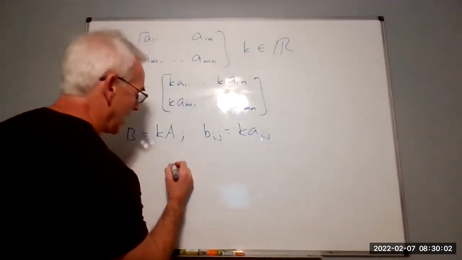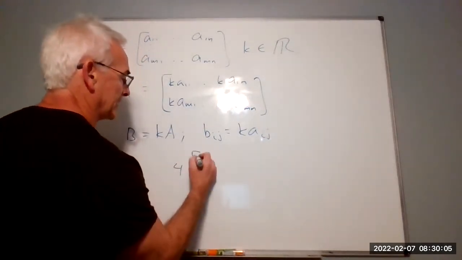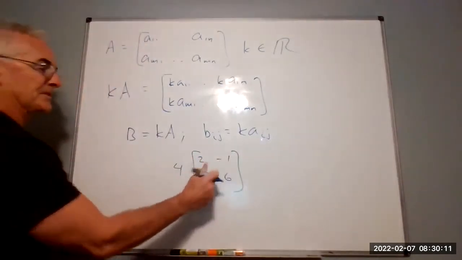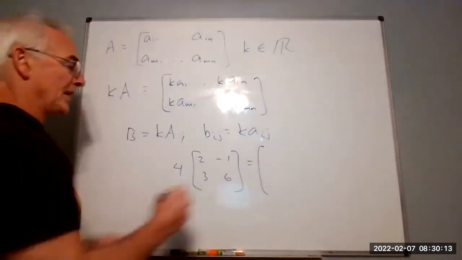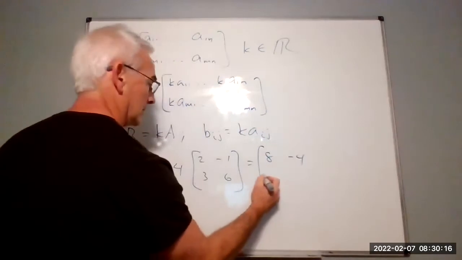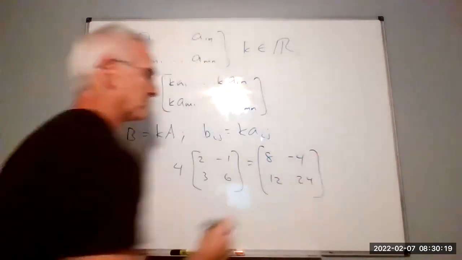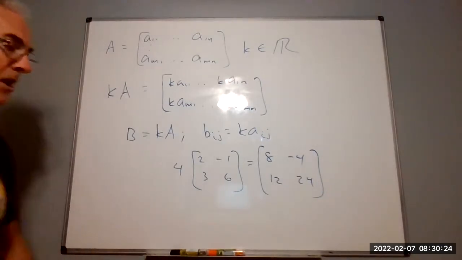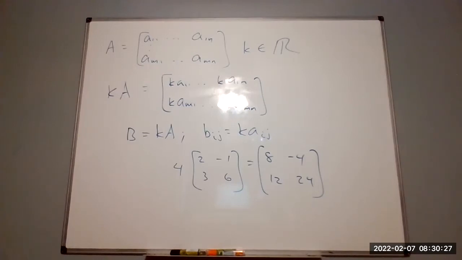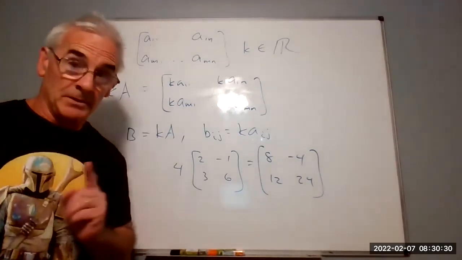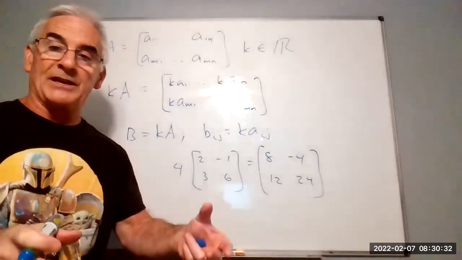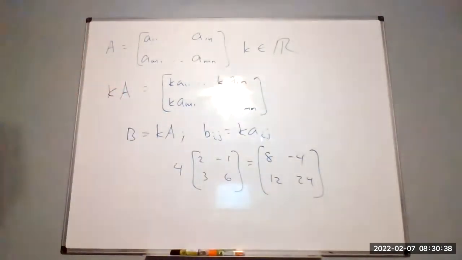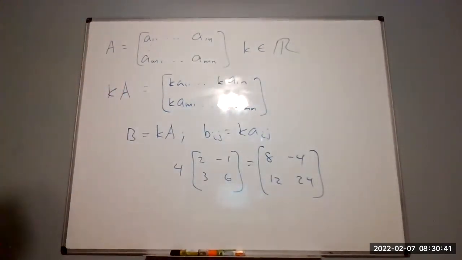So keep it simple. I want to talk about 4 times the matrix 2, -1, 3, 6. The result is 4 times each entry. That's simple. There's nothing about that that should trouble us. Scalar multiplication also, you notice, preserves the size of the matrix. I cannot do an operation, either addition or scalar multiplication, and change the size of the original matrix. That's not going to work. So with that, that's a fairly simple thing.